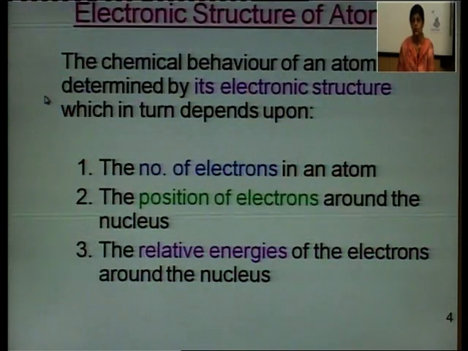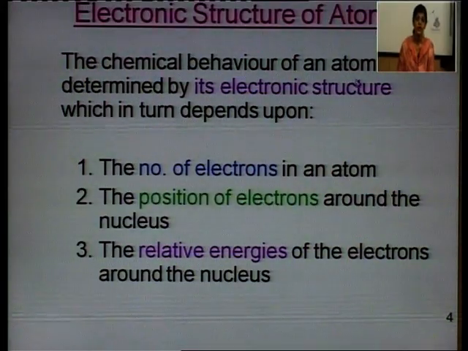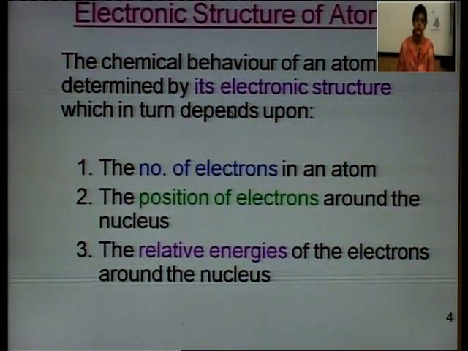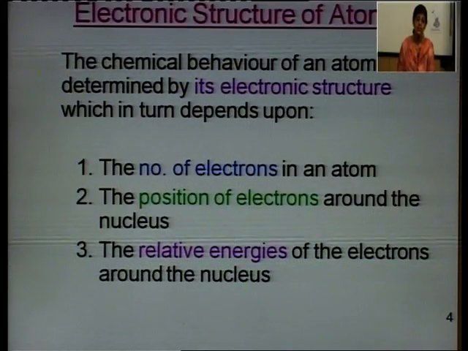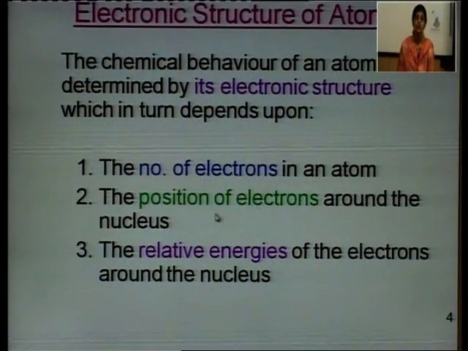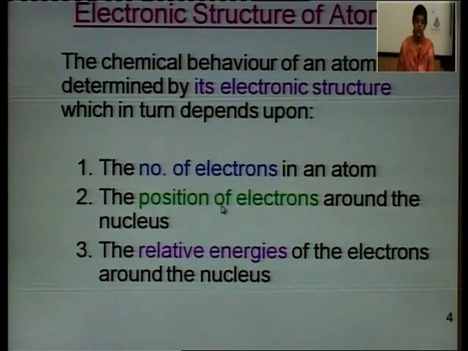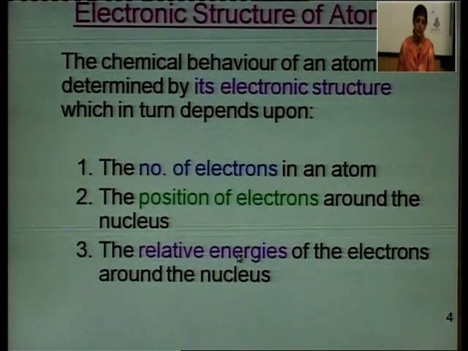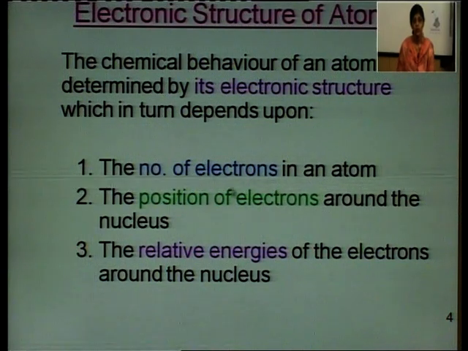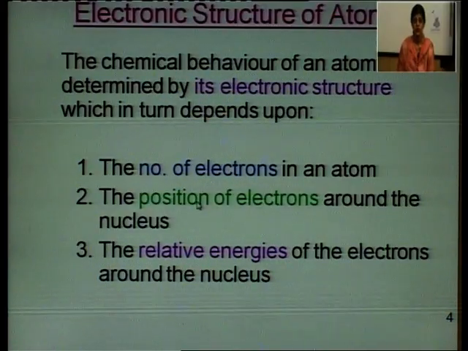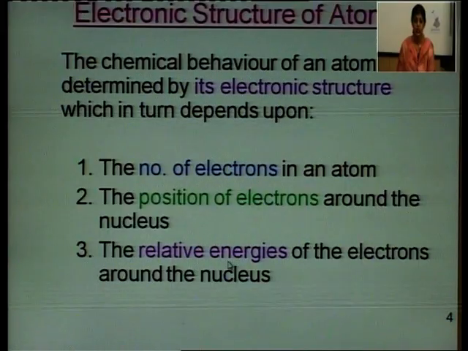Now, before going into the detail about the Bohr's model, first we will discuss the electronic structure of atom. The chemical behavior of an atom is determined by its electronic structure, and this in turn depends upon the number of electrons in an atom, the position of electrons around the nucleus, and the relative energies of the electrons around the nucleus.